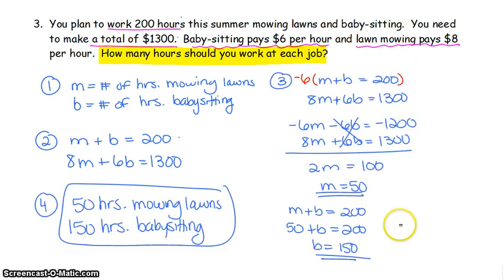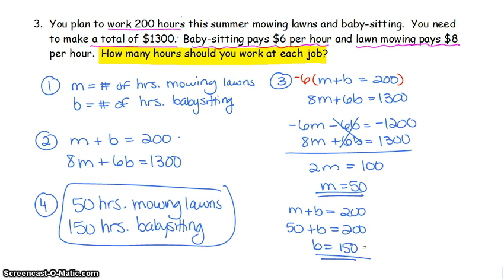Again, I used elimination. I eliminated the B's. I tend to use the smaller of the two numbers, that way my numbers stay smaller. The larger the number, sometimes the harder they are to deal with. And I end up with 2m equals 100 and m is 50. I plugged it back into the simpler of the equations, it doesn't matter which one you use, and I found that b was 150.